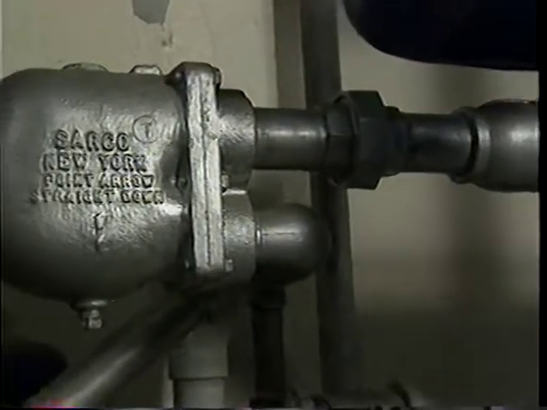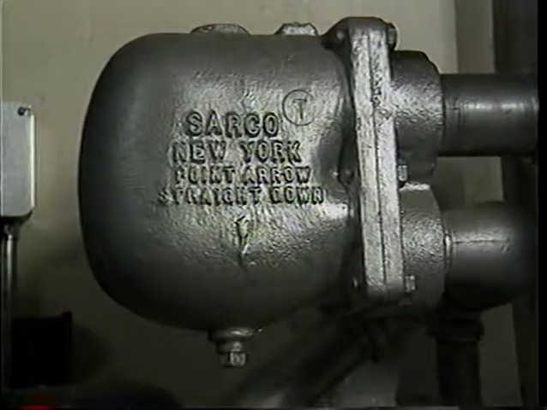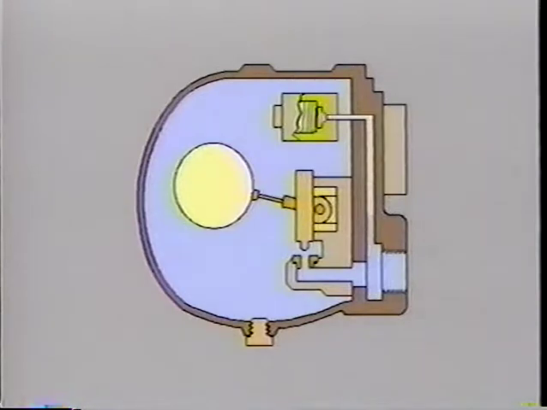A variation of the thermostatic steam trap is the float thermostatic steam trap. A float opens and closes depending on the amount of condensate in the trap bowl. Condensate is drawn out by return vacuum.